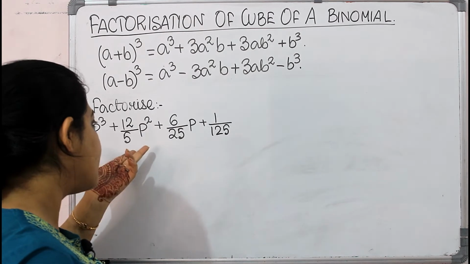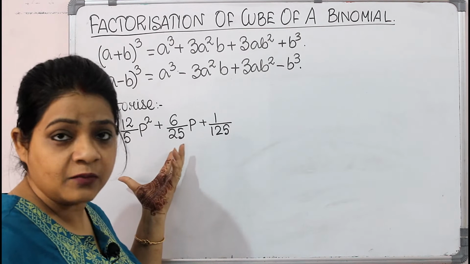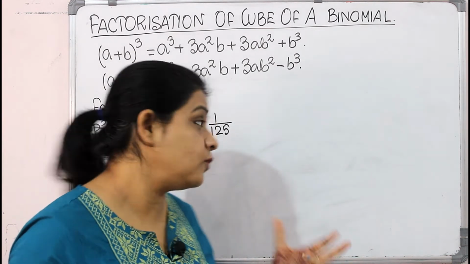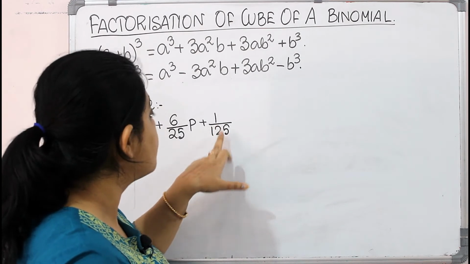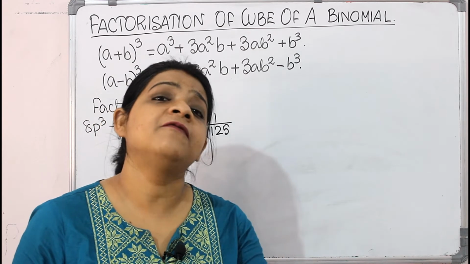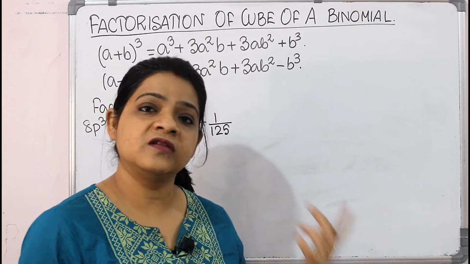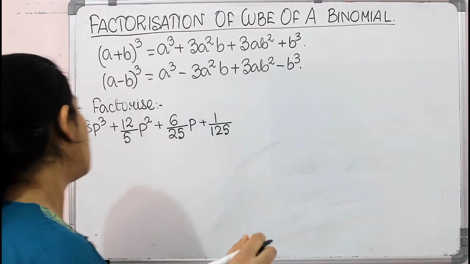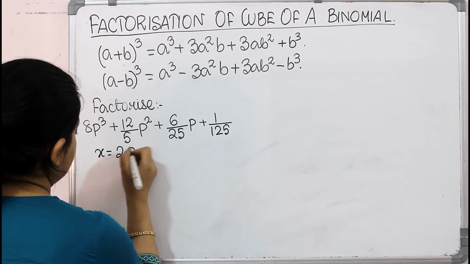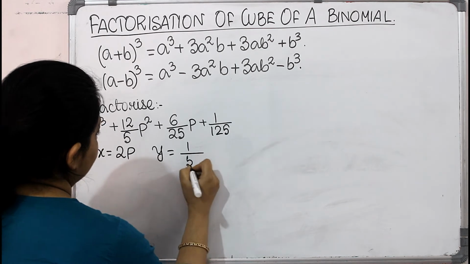So this can be a perfect cube because this is p square. P square is there, so it can be a perfect cube. 6 by 25p, this also can be a perfect cube. 1 by 125, yes, this can be a perfect cube because 5 cube is 125. And this is 8p cube. So this is also a perfect cube. So I will take x equal to 2p and y equals to 1 by 5.